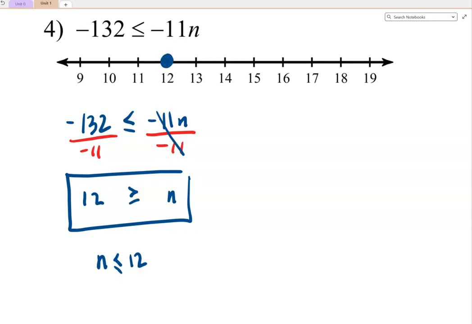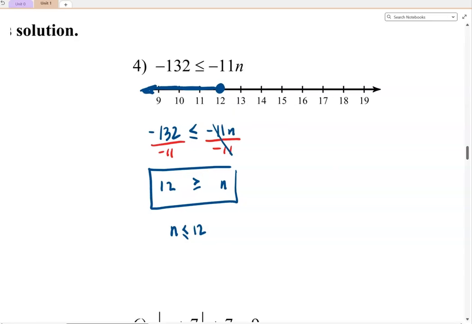If you want to avoid dividing by negative numbers, you can certainly add across this inequality and obtain the same result as well. On our number line to represent the solution, however, we're going to indicate 12, which is included in our solution set, and all numbers that are less than it. So we'll highlight to the left of that.